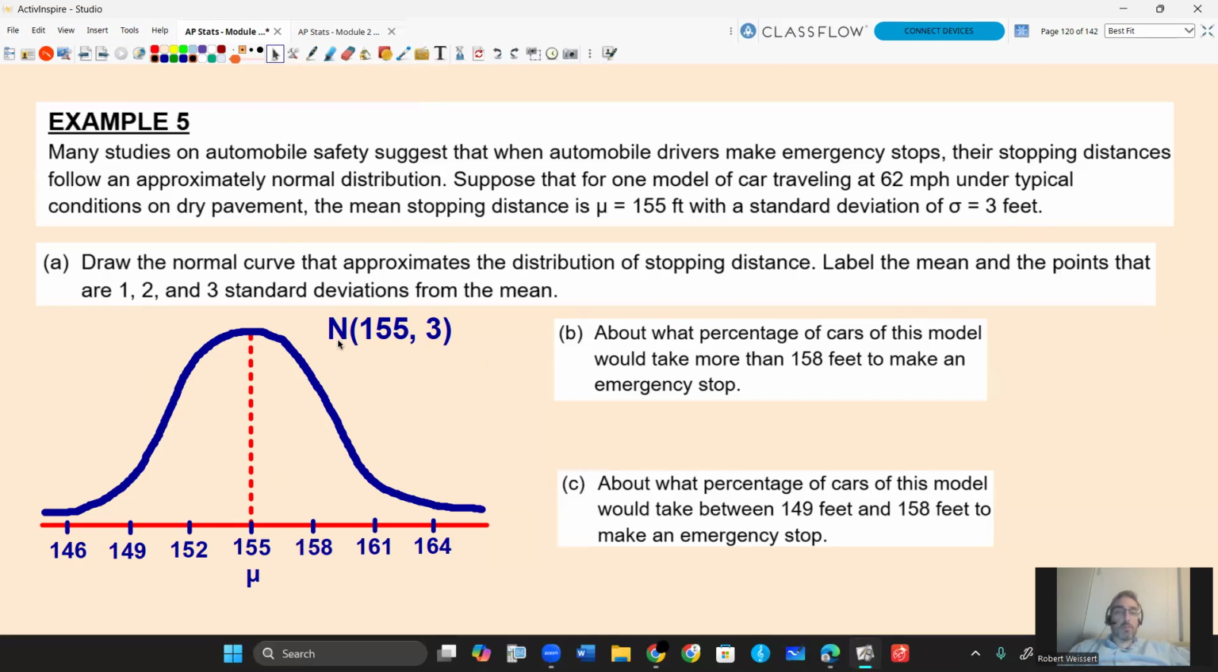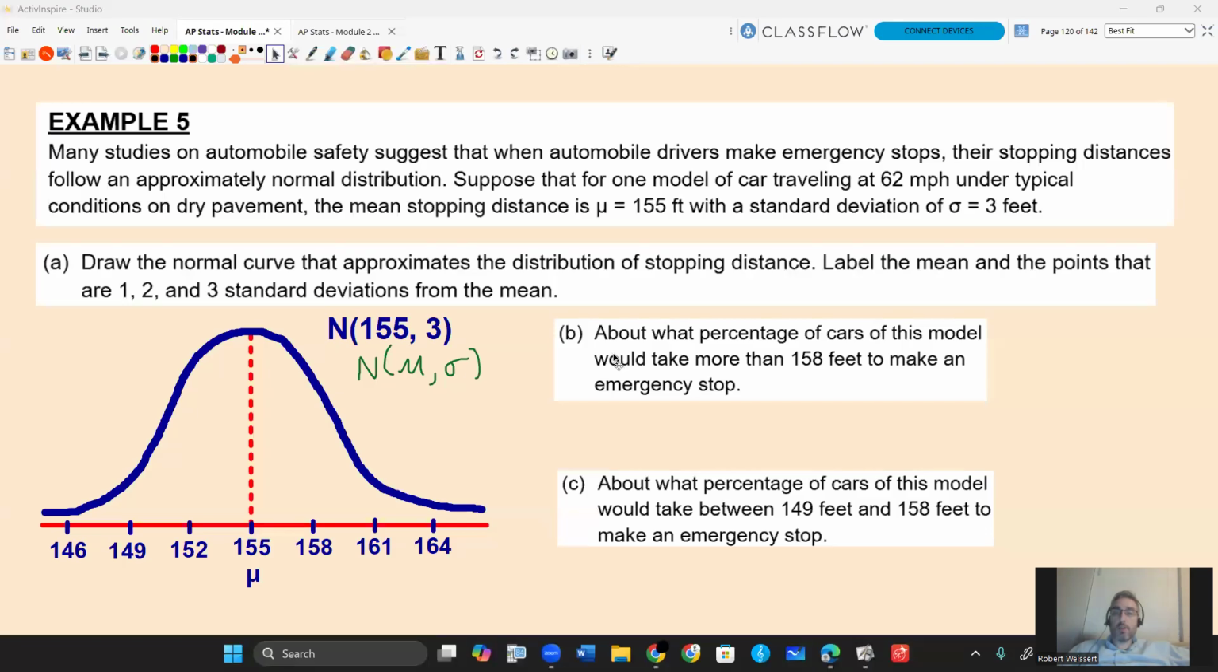It's good practice to write in parentheses the mean and the standard deviation. To let people know it's a normal curve, usually you'll put N with your mean and your standard deviation, your mu and your sigma, right in there. That way, if everything is not perfectly labeled, at least we'll know what the values are that are going to be on the axis. So now we can answer a few questions.